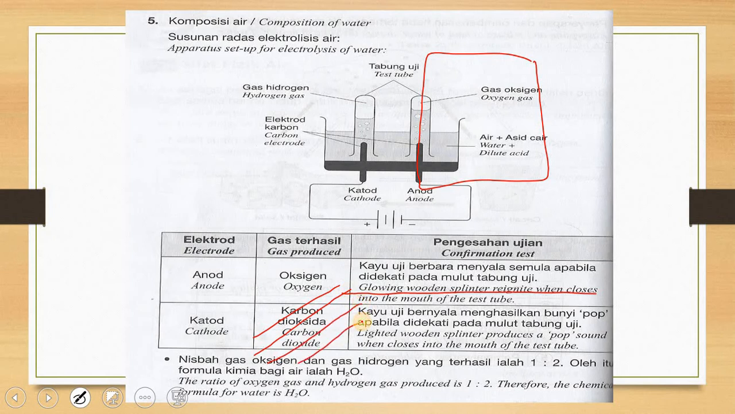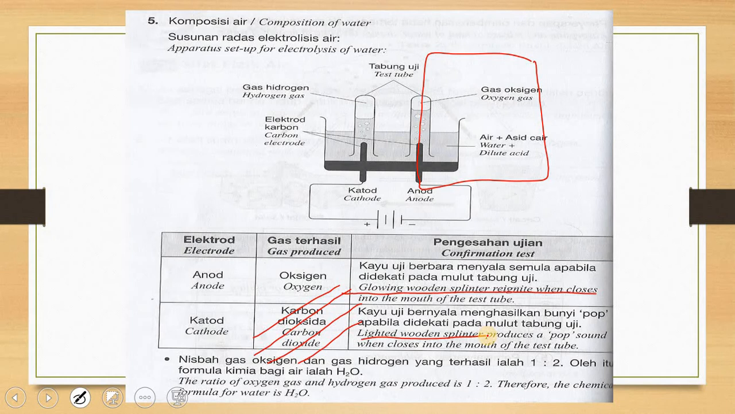So this is supposed to be hydrogen. How do you identify the presence of hydrogen gas at the cathode? You will use a lighted wooden splinter, maksudnya kayu tu ada api. So it's different from a glowing wooden splinter. A lighted wooden splinter means it has a flame.